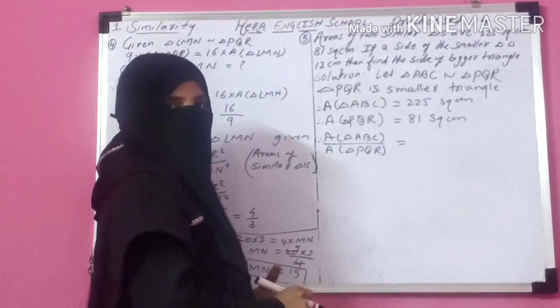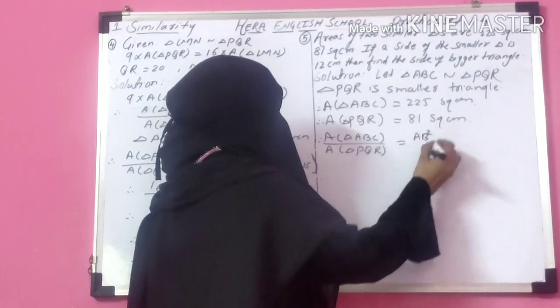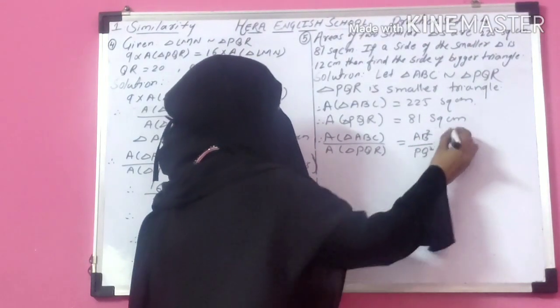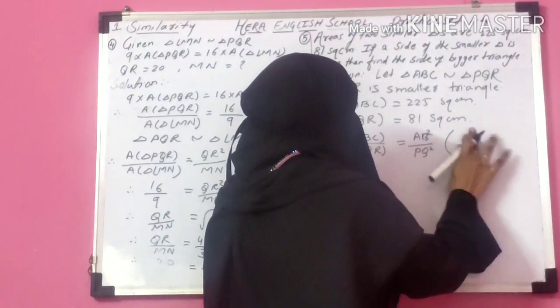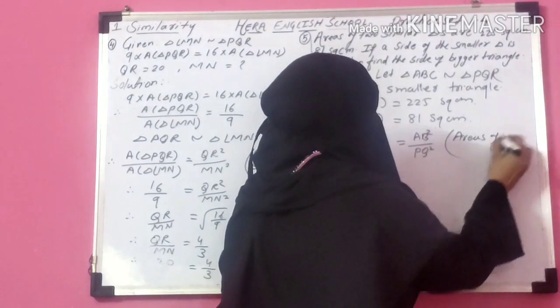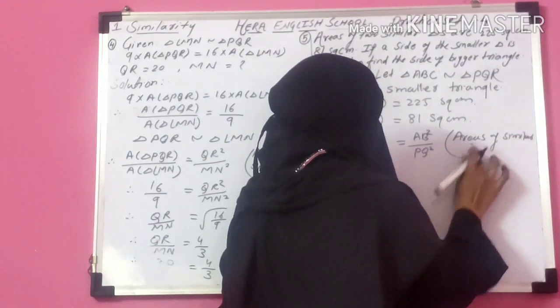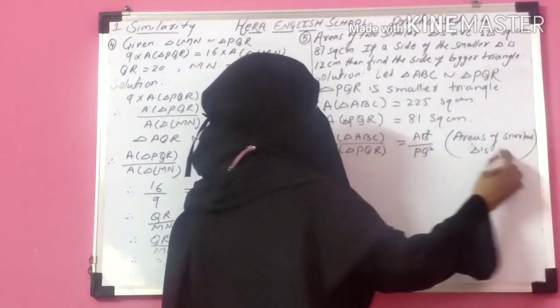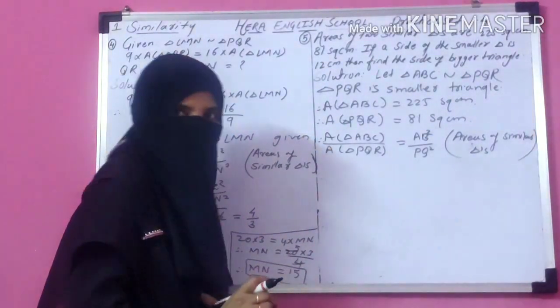So here the triangle name is not there, so take any one corresponding side. So take AB square upon PQ square. Now write here the ratio of areas of similar triangles. I write the reason here: areas of similar triangles, or you can write the theorem of areas of similar triangles.